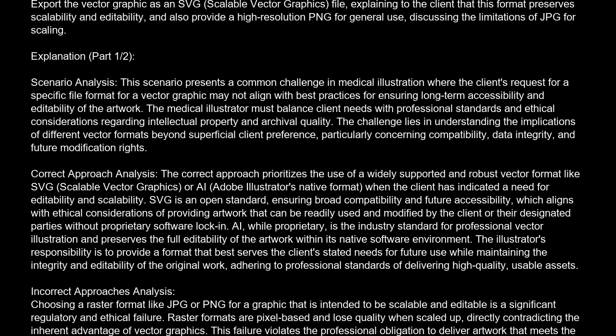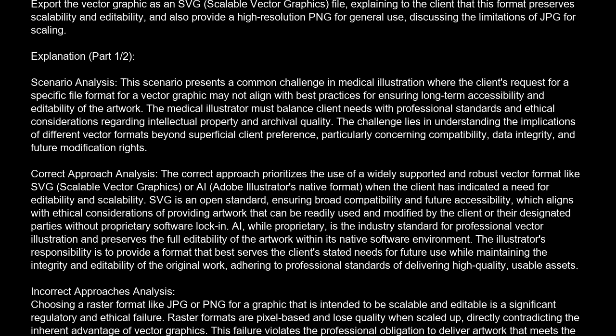Correct approach analysis. The correct approach prioritizes the use of a widely supported and robust vector format like SVG, Scalable Vector Graphics, or AI, Adobe Illustrator's native format, when the client has indicated a need for editability and scalability. SVG is an open standard, ensuring broad compatibility and future accessibility, which aligns with ethical considerations of providing artwork that can be readily used and modified by the client or their designated parties without proprietary software lock-in.